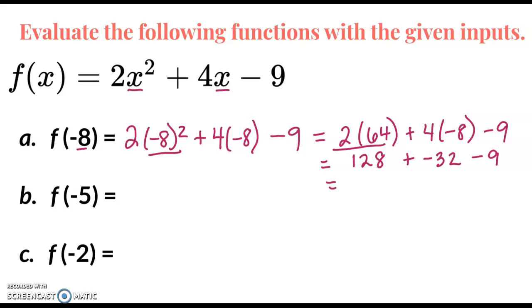So 128 plus a -32, that's like subtracting 32, right? So if I have 128 minus 32, well, that's going to take me back to what, 98? Nope, 96, sorry. That's what I get for mental math. So 128 minus 32 is 96. And then 96 minus 9 will take us back to 87. And that's your final answer.